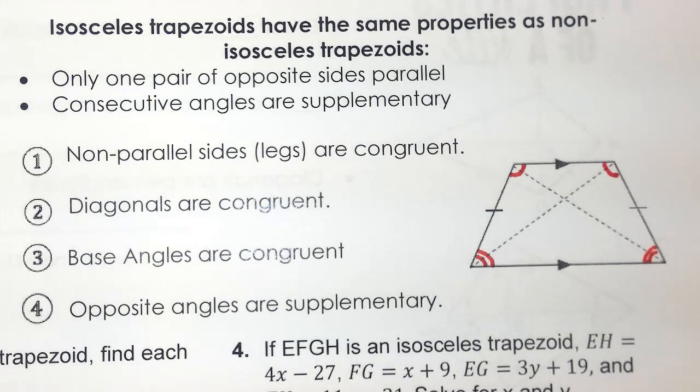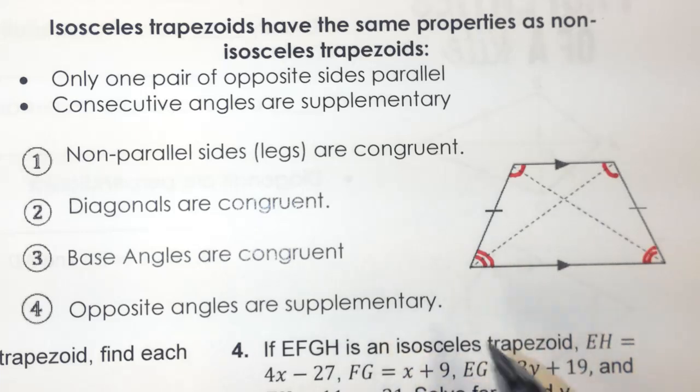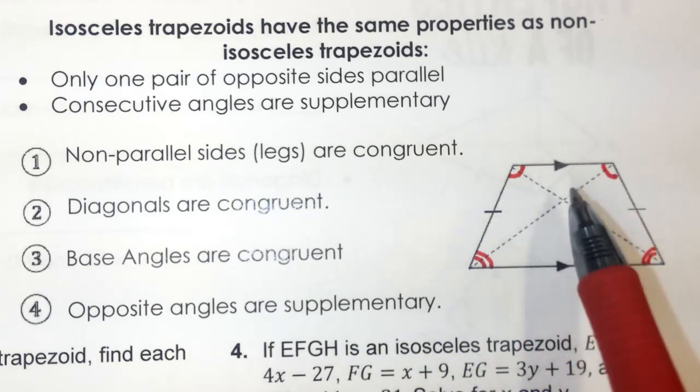And the last thing, this is a new property, it says opposite angles are supplementary. So saying angles opposite each other are also supplementary. Reason being because your consecutive angles are supplementary on here, and then your base angles are congruent.